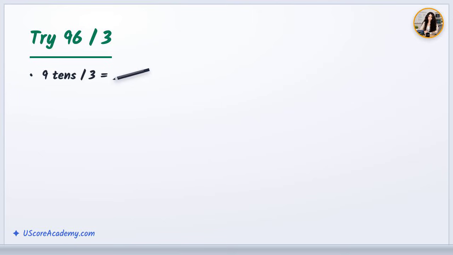Let's try 96 divided by 3. 9 tens divided by 3 is 3 tens. 6 ones divided by 3 is 2 ones. So 96 divided by 3 equals 32.